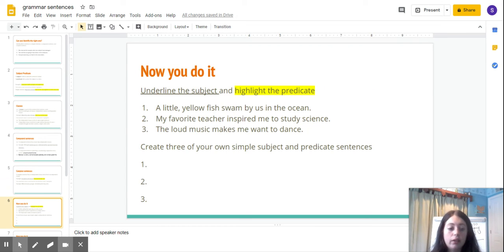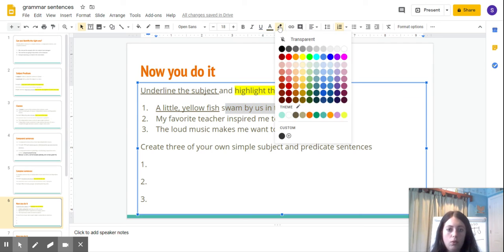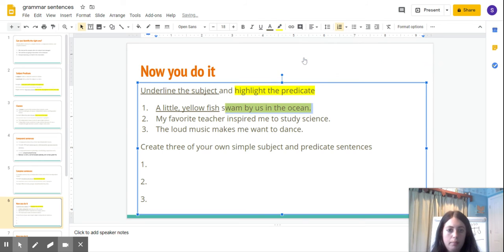So for today, now you guys are going to do it. So this is me posted in Google Classroom, and you guys, this whole thing, so you guys can reference it. So you guys are going to underline the subject and highlight the predicate. So let's say a little yellow fish, let's say that's your subject. You would underline it, go right to this little U to underline, and swam by the ocean. Let's say that's your predicate. Go to the little highlight and click on highlight. Okay, and you can choose whatever color you guys want. Okay, so I'm gonna undo this.